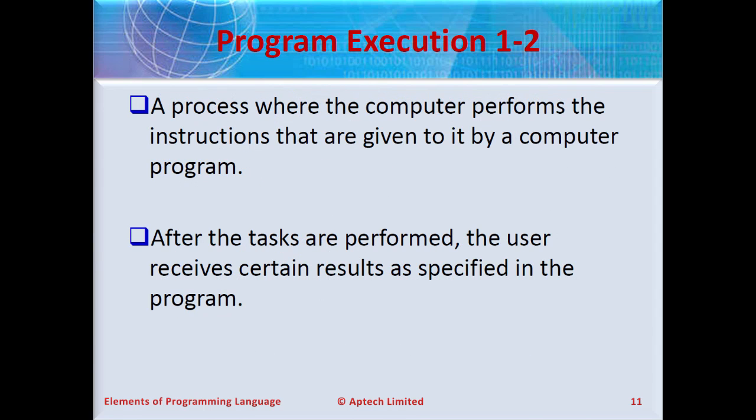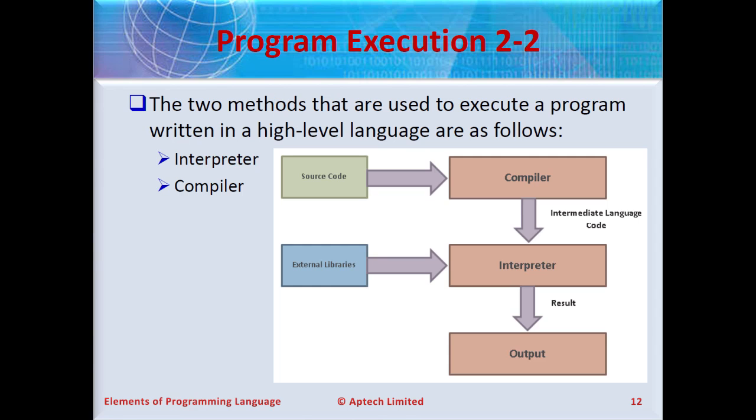Program execution. Program execution refers to the process where the computer performs the instructions which are given to it by the computer program. After the tasks are performed, the user receives certain results as specified in the program. The two methods that are used to execute a program written in a high-level language are given below. We have an interpreter and we have the compiler.